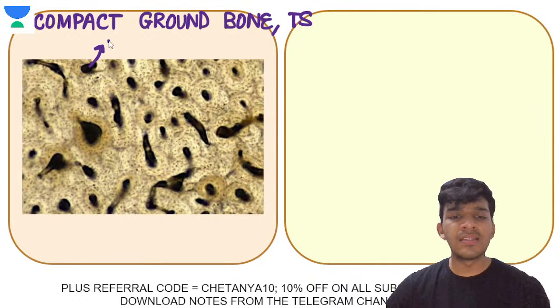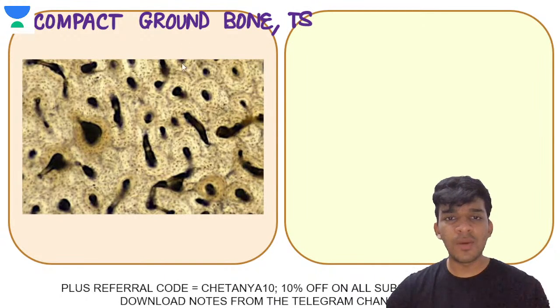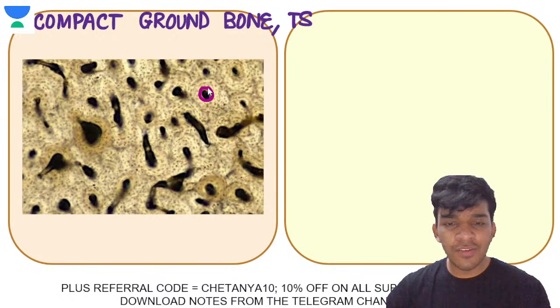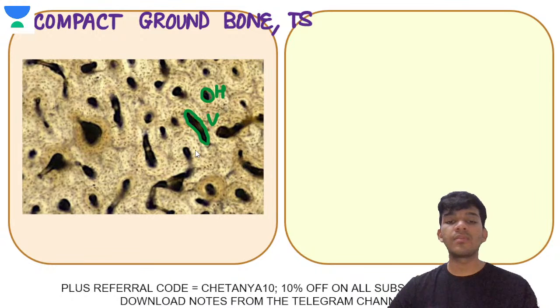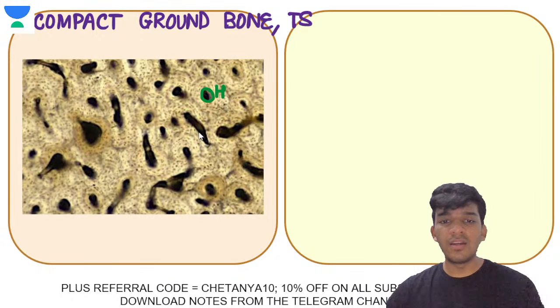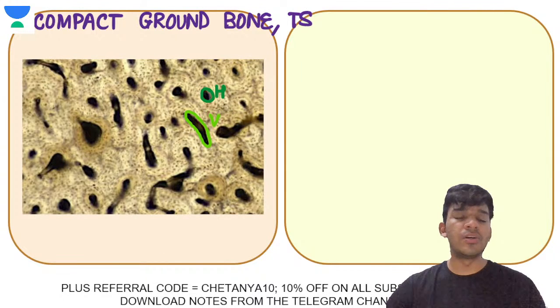Let's say this is a Haversian canal. So I'm writing just H here for Haversian canal. This is H. And if you look at this, this is a Volkmann's canal, which is a transverse canal, also called a perforating canal. So I'm writing H and V. Okay, let me draw this with a different color. Now, what is the new thing that you can make out here?